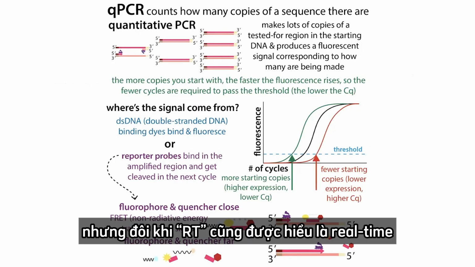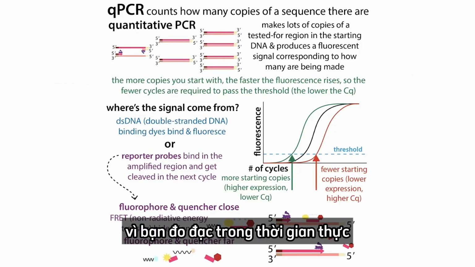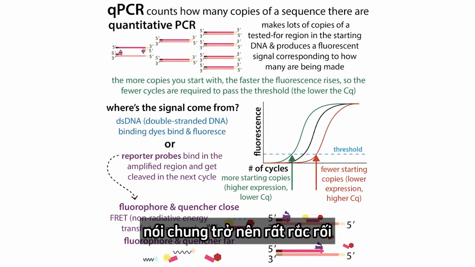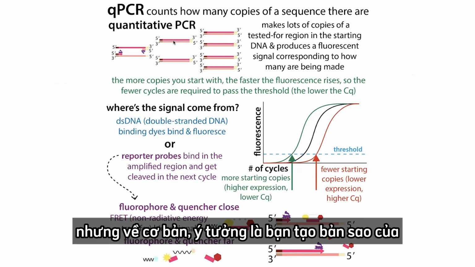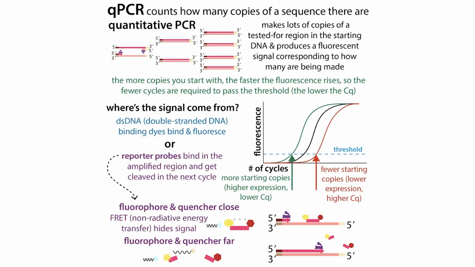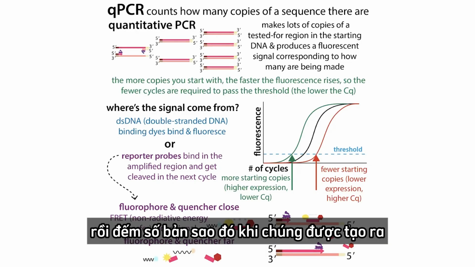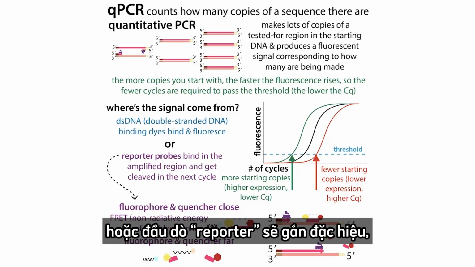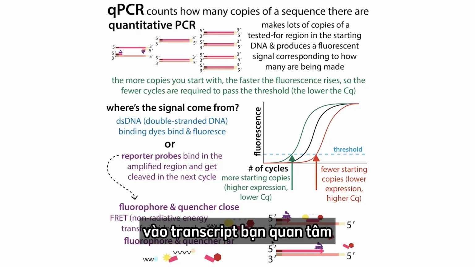But sometimes the RT also stands for real time because you're measuring it in real time. So you might see RT-qPCR. The acronyms, or abbreviations, can get really complicated. But basically the idea is that you're making copies of specific messenger RNA, and then you're counting those copies as they get made, such as by using a double-stranded DNA binding dye or a reporter probe that's going to bind specifically to the transcript of interest.